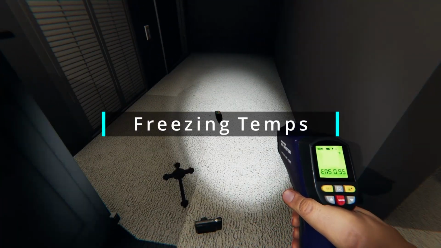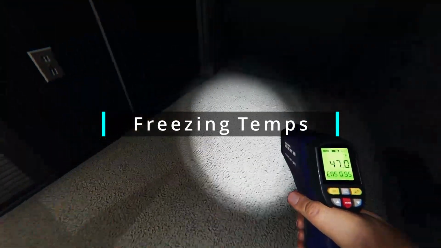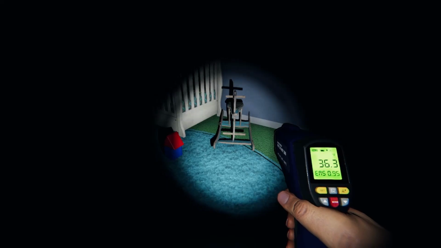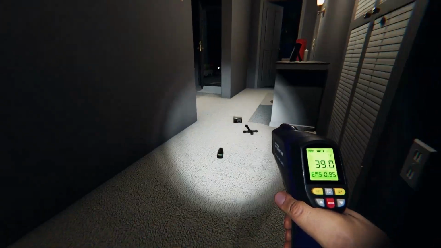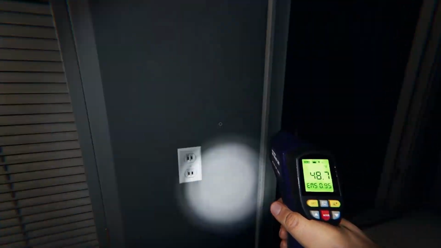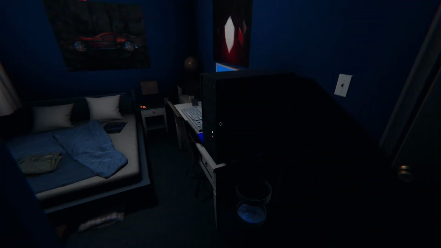Freezing temperatures means that the area that the ghost is in is going to be freezing. The way you can tell this without a thermometer is if you can see your breath in the room. You see your breath, you know that there are freezing temps there. If you have a thermometer, you know that anything under 32 degrees Fahrenheit will be freezing and anything under 0 degrees Celsius will be freezing.